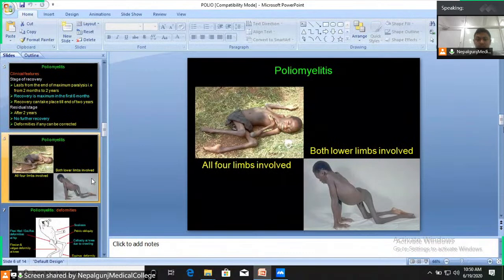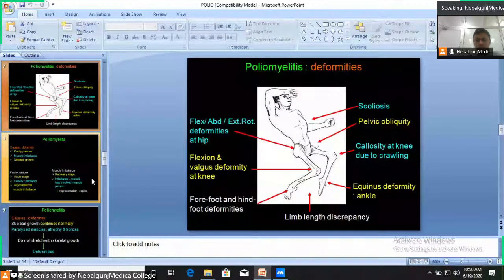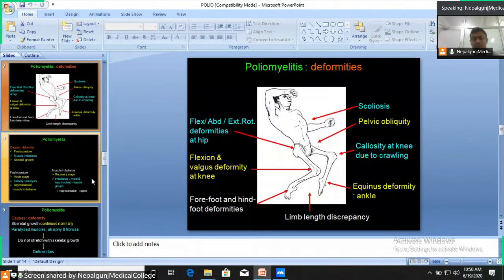Here are two pictures of poliomyelitis. In the very first picture, all four limbs are involved, and in the second picture, the lower limbs are involved. There are certain deformities that one encounters in poliomyelitis. This is a gross picture of how a child, or a patient, can come to you with some orthopedic deformities.